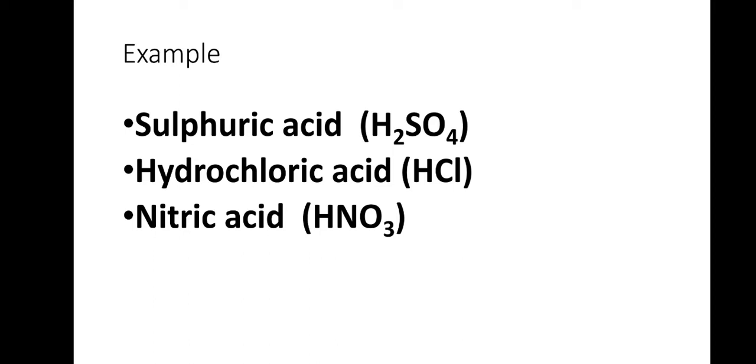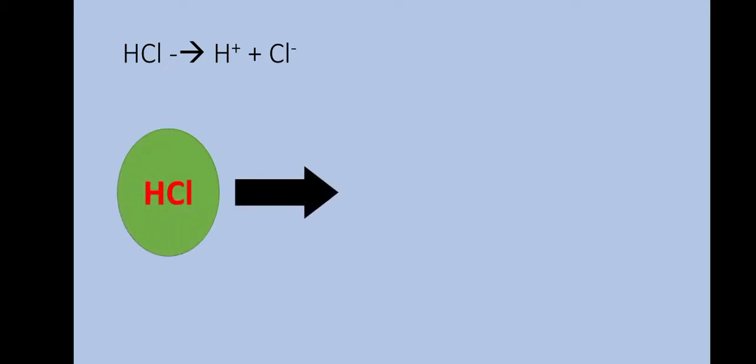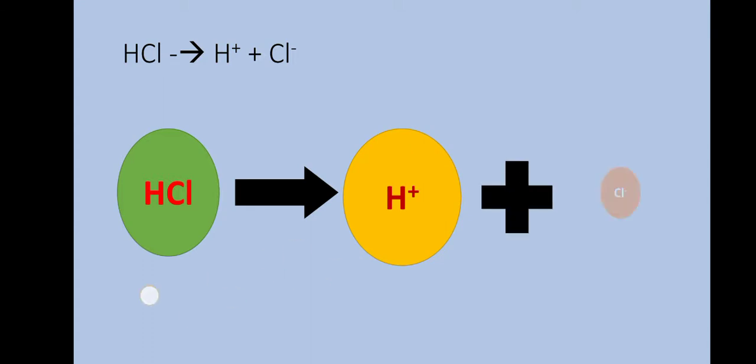Examples of some common acids are sulfuric acid, H2SO4, hydrochloric acid, HCl, nitric acid, HNO3. These are also called mineral acids. Here we can see HCl, hydrochloric acid. When it dissociates in water, it gives H plus ion and chloride ion. Because it gives H plus ion in aqueous solution, it is considered acid. HCl, when dissolved in water, gives H plus ion. Therefore it is acid.